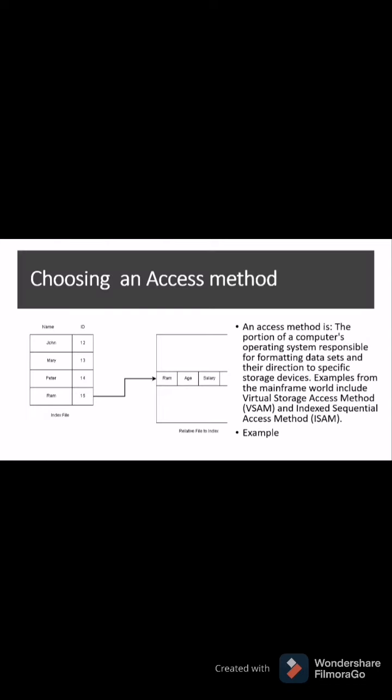Choosing an access method. An access method is the portion of the computer operating system responsible for formatting datasets and directing them to specific storage devices. Examples from the mainframe world include virtual storage access method, or VSAM, and indexed sequential access method, or ISAM. The example for this is the picture attached on the right side.